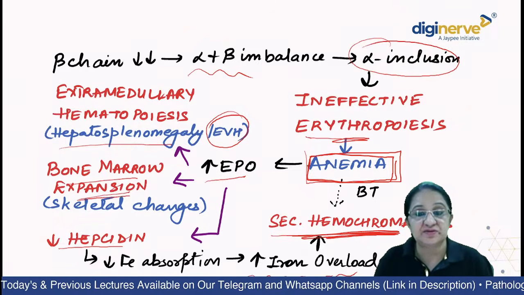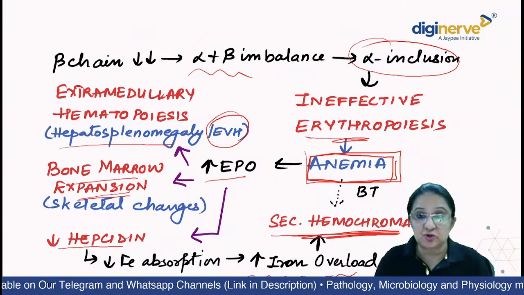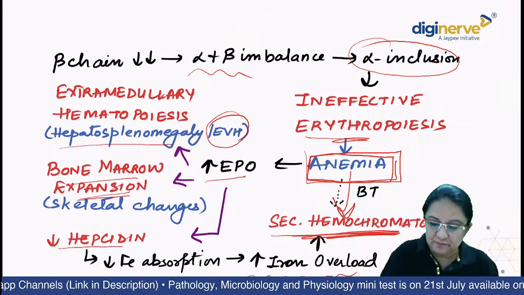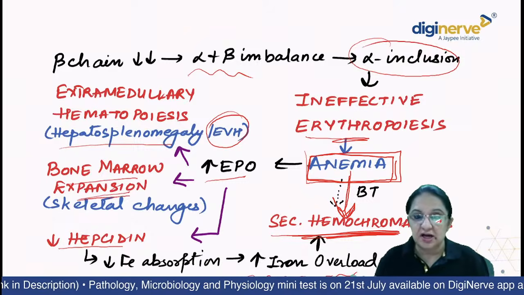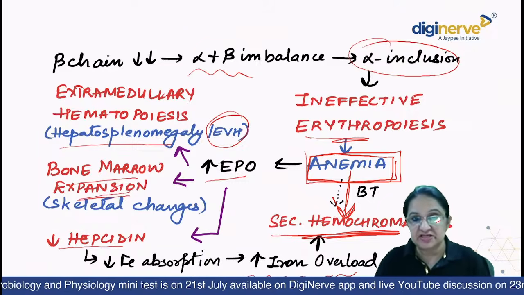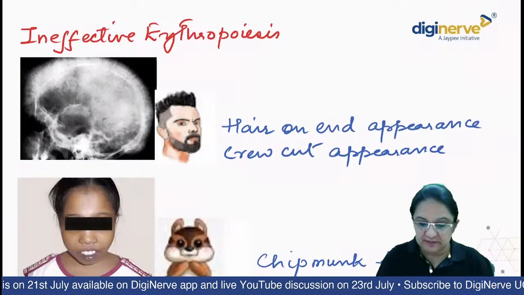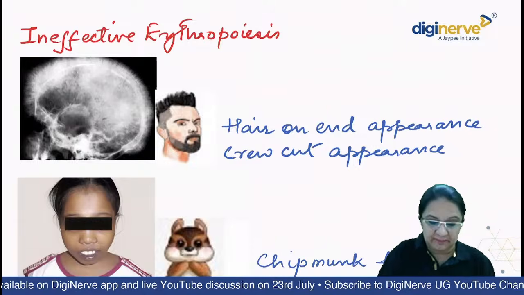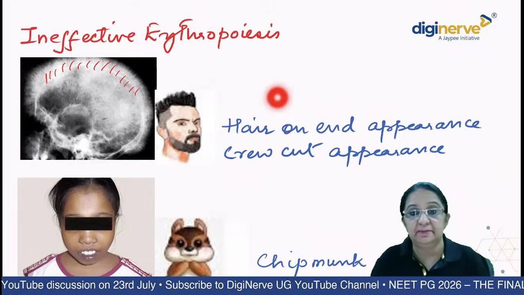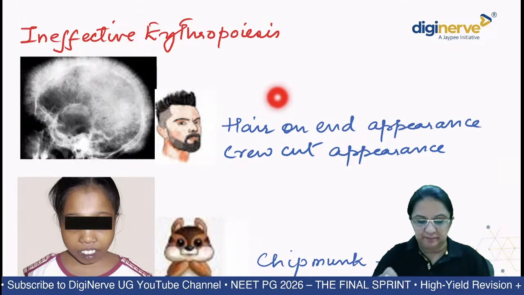Cardiac failure is the most important cause of death in patients with secondary hemochromatosis. And also, in these patients, there would be multiple blood transfusions. This will also lead to secondary hemochromatosis. I hope you are able to understand the pathogenesis of all the clinical features that we see in beta thalassemia. So because of ineffective erythropoiesis, what do you see? You see hair on end appearance. Okay. Crew-cut skull. Hair on end appearance. And the typical faces that we observe are chipmunk faces.